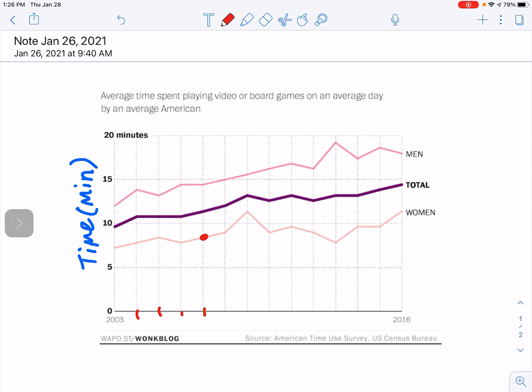Now, if you go over and read how many minutes women were spending on gaming that year, it's 7 or 8 minutes, something like that. But if you do the same thing, same year, 2007, and for men, you go over, that's almost 15, but about 14 minutes. So what we're seeing here is that men are always spending more time than women at gaming. So that's kind of an interesting thing you might pick from this graph.